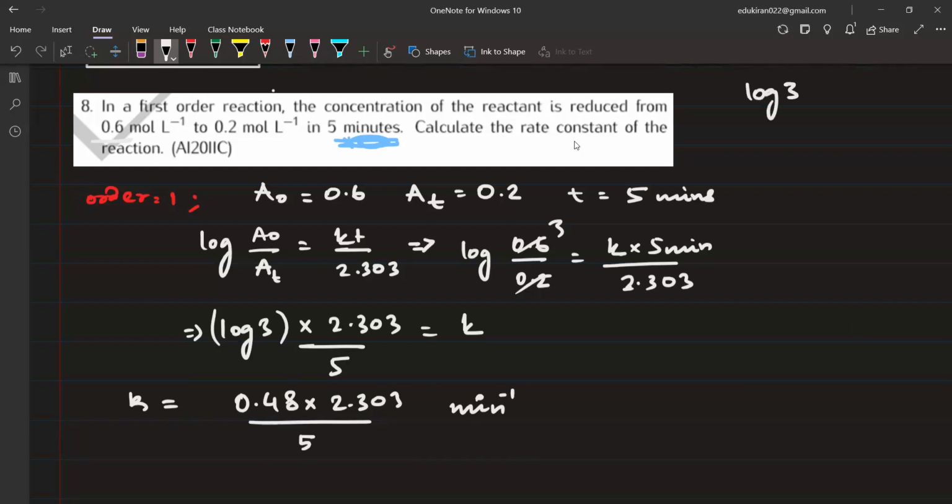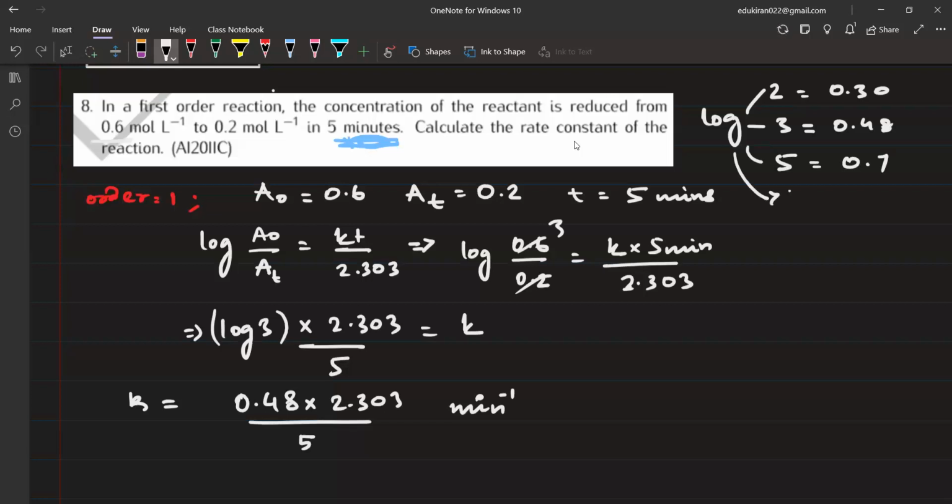Log 3. Log 3 क्या? Log 2 से याद कीजिए. Log आपको याद करना है 2 के लिए. Log 2 कितना होता है? नहीं पता किसी को. Log 2 is equal to 0.30. Log 3 it is equal to 0.48. Then after that, please write log 5. Log 5 it is equal to 0.7. Then you will write log 7. It is equal to 0.84.